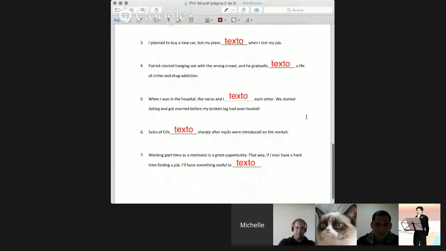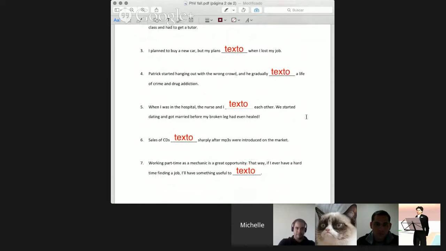Number 3. I planned to buy a new car, but my plans fell through when I lost my job. Any ideas what that one is, Beto? Fell through? Fell through. Good. My plans fell through, right? So I wanted to do something and I was excited about it, but it didn't work out. My plans fell through. Perfect.